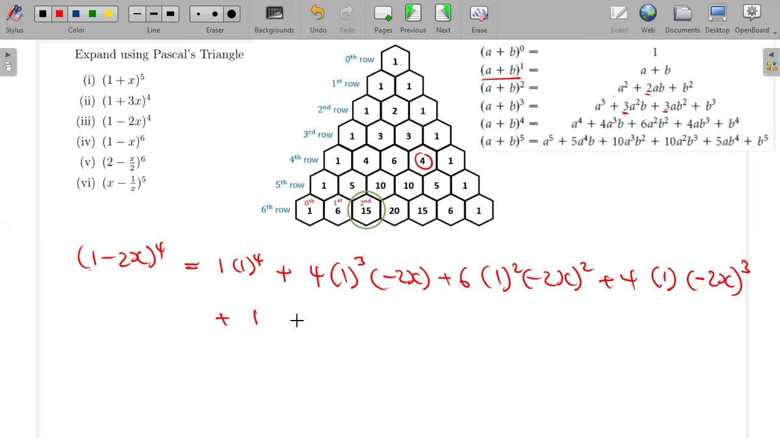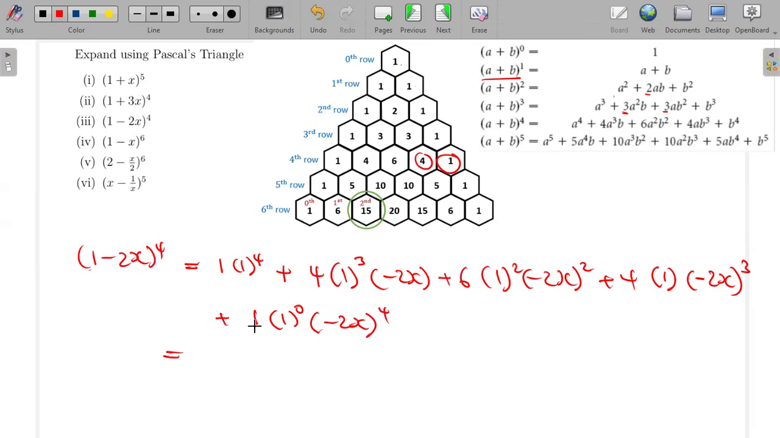Then the next one is 1, which is the binomial coefficient there, and then 1 to the power 0, which just gives us 1. So anyway, just write it there. Okay, then from here the last one is negative 2x to the power 4, like that.